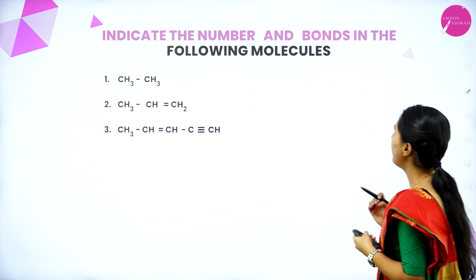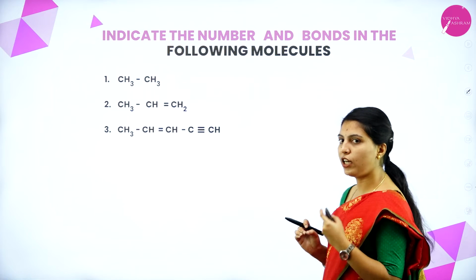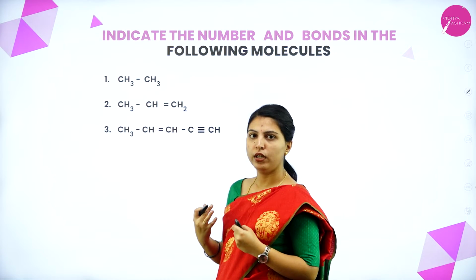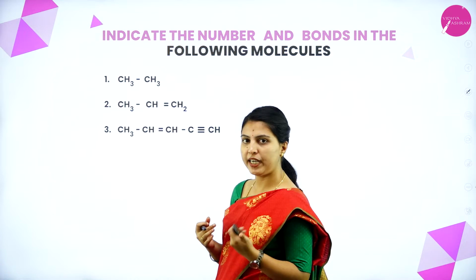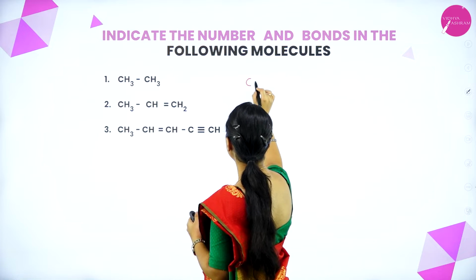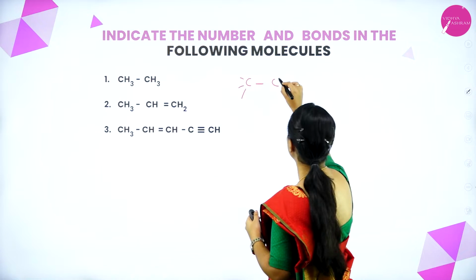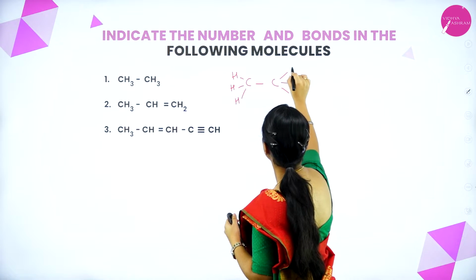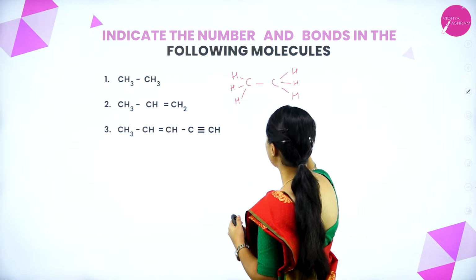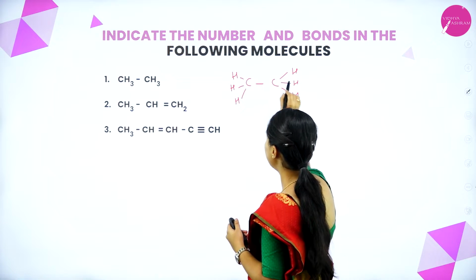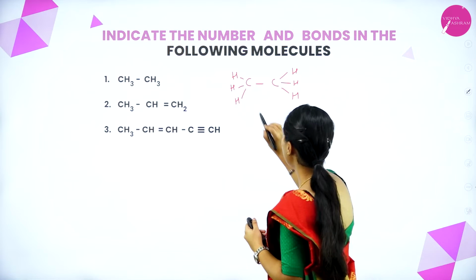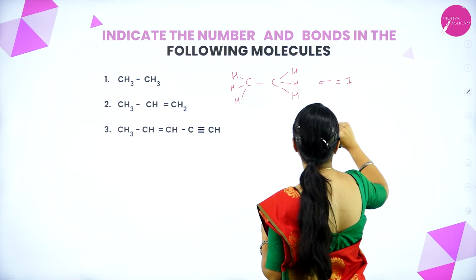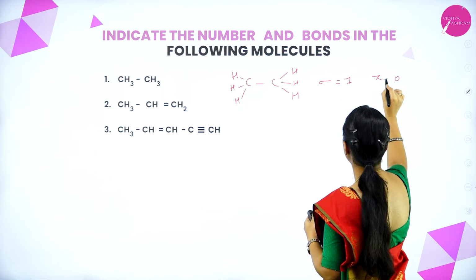Okay. And indicate the number of bonds in the following molecules. There are two kinds of bond, that is sigma bond and pi bond. To see the number of bonds with respect to sigma and pi bond, here also you have to elaborate the structure. All are having single bonds. That's why 1, 2, 3, 4, 5, 6, 7: 7 sigma bonds, 0 pi bonds.